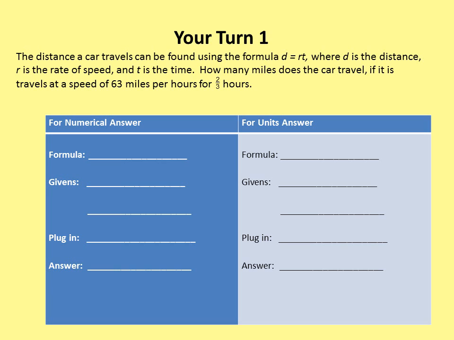Okay, the distance a car traveled can be found using the formula d equals rt, where d is the distance, r is the rate of speed, and t is the time. How many miles does the car travel if it is traveling at a speed of 63 miles per hour for 2/3 of an hour? Okay, think about how you did it in the last problem. Not that hard. You got the example at the top of the page. Pause your video and get to work. I'll see you on the other side.